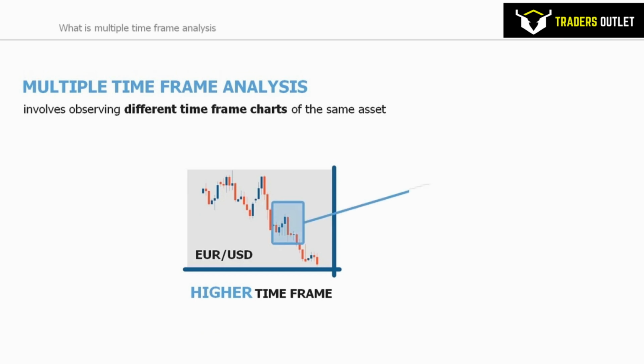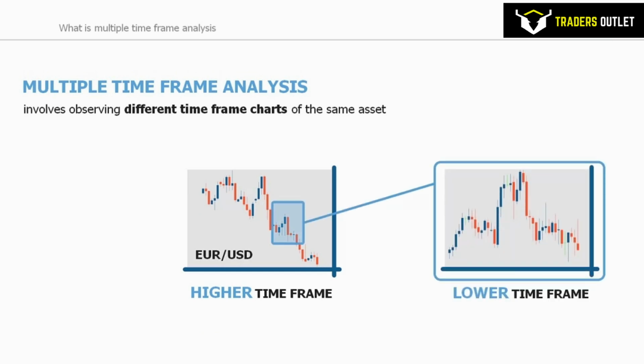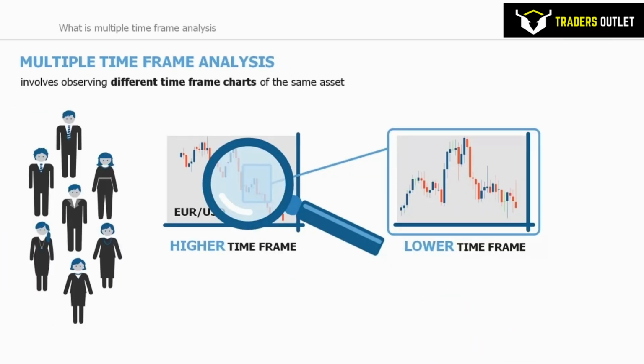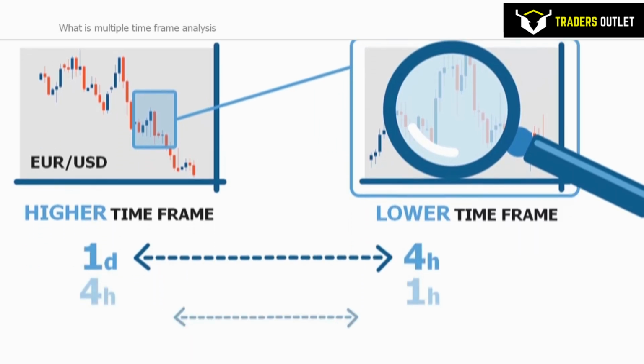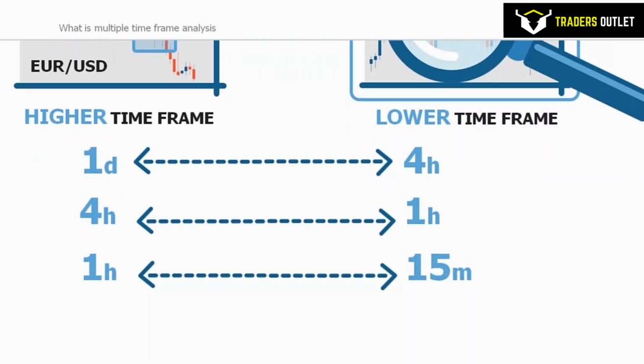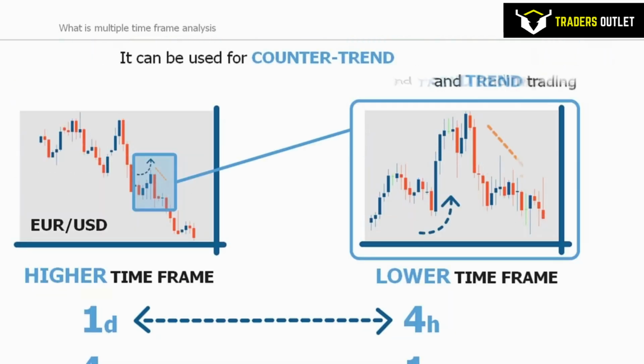Multiple time frame analysis involves observing different time frame charts of the same asset to see which way we should be trading. By identifying what the majority of traders are doing on the higher time frames, we can then use the smaller time frames to minimize risk when entering trades. It is recommended that you view time frames that are at least 4 time periods apart: daily, 4 hour, 1 hour, 15 minutes. We can use this approach for counter-trend or trend trading.